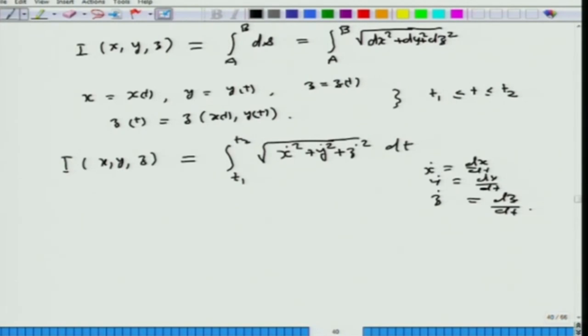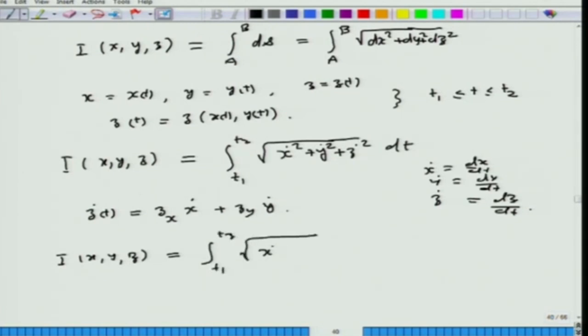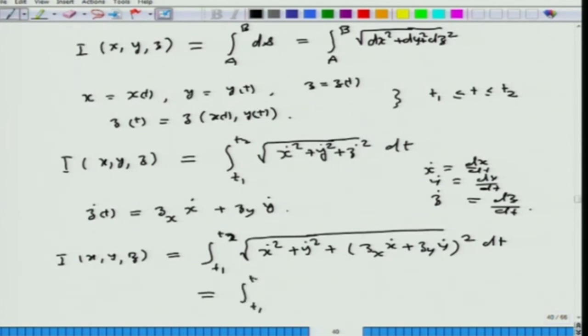More generally, we can have the following situation here, where z dot of t will actually be z x x dot plus z y y dot. And so, I of x y z will be given by the integral from t 1 to t 2 of square root of x dot square plus y dot square plus z x x dot plus z y y dot whole square dt. So, this is a functional of this type, t 1 to t 2, of f, where t does not appear explicitly, only x, y, because this z x and z y will be functions of x and y, and x dot, y dot, dt. Here t does not appear explicitly.